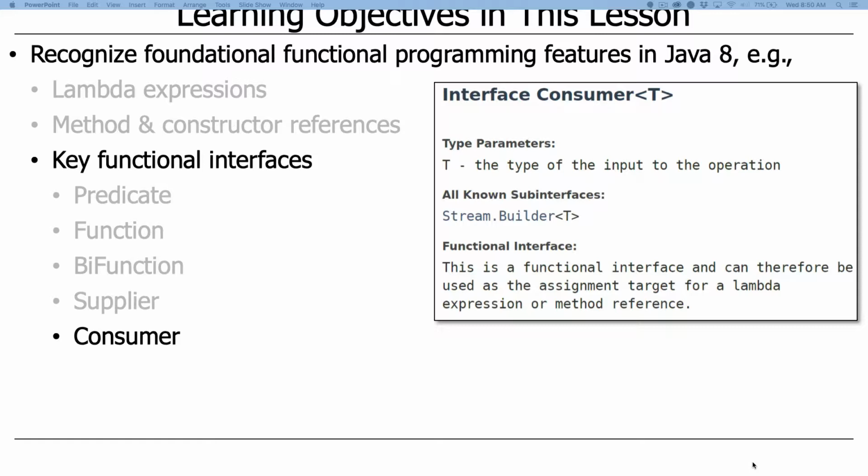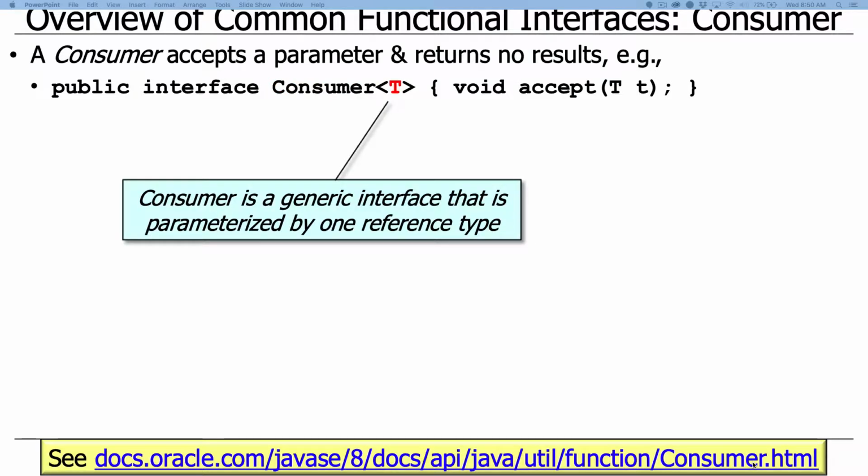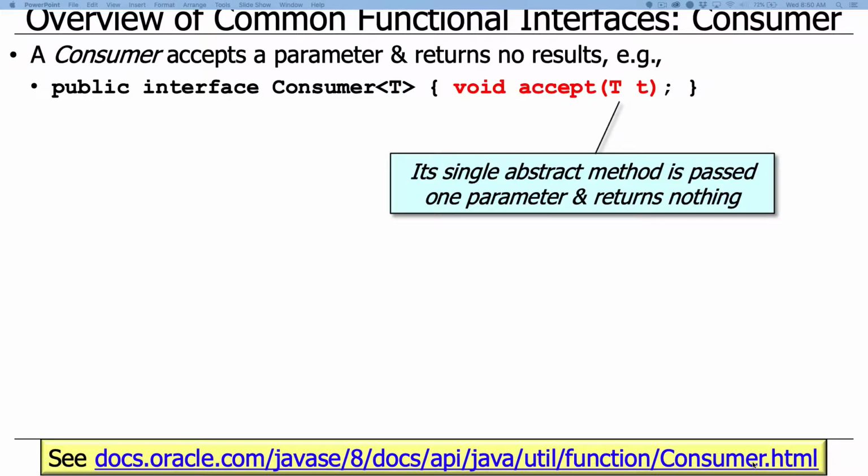And as we'll see, the consumer is kind of the dual of supplier. So supplier will create stuff and consumers will consume it. Surprise, surprise. So a consumer accepts a parameter and returns no result. Just like a supplier will generate a result and not accept any input, unless you use effectively final variables with lambda expressions. Consumer is parameterized by type T, nothing surprising there, and it has a single method called accept that is passed this parameter of type T and returns nothing.